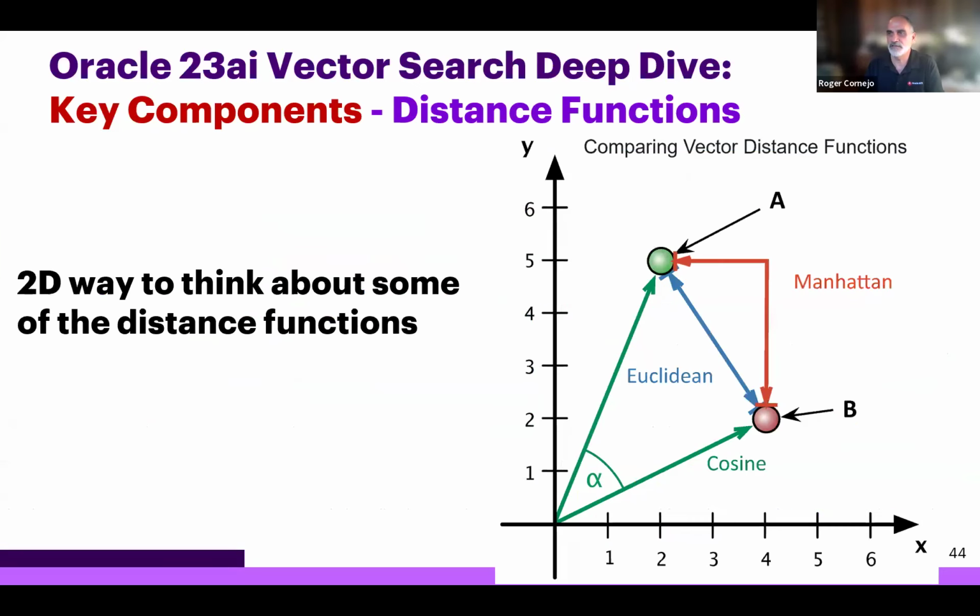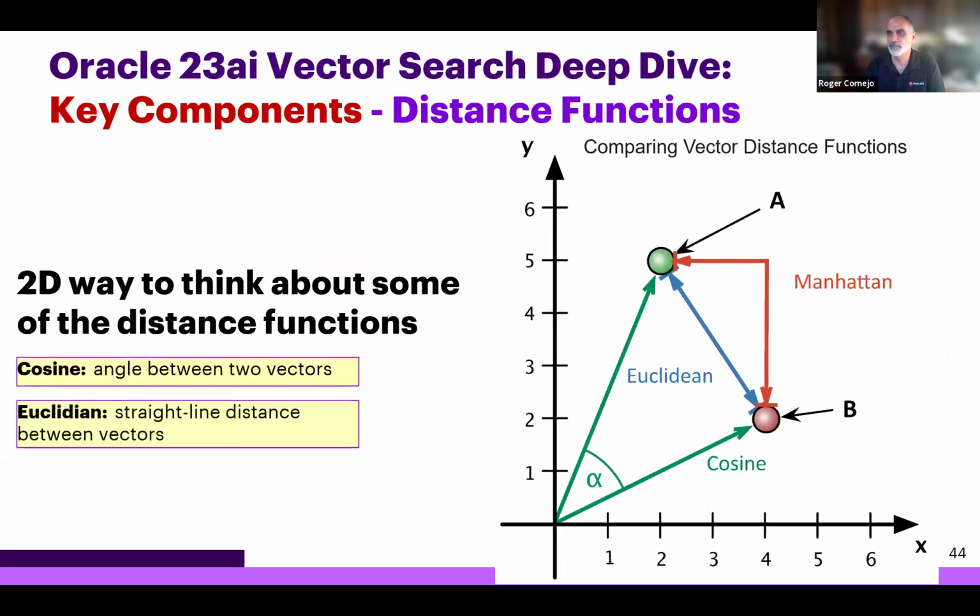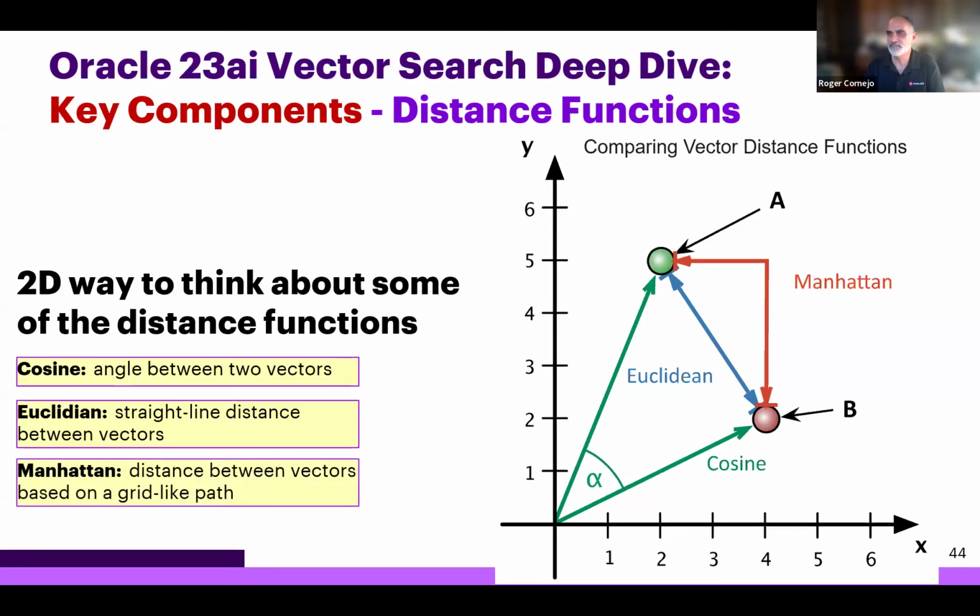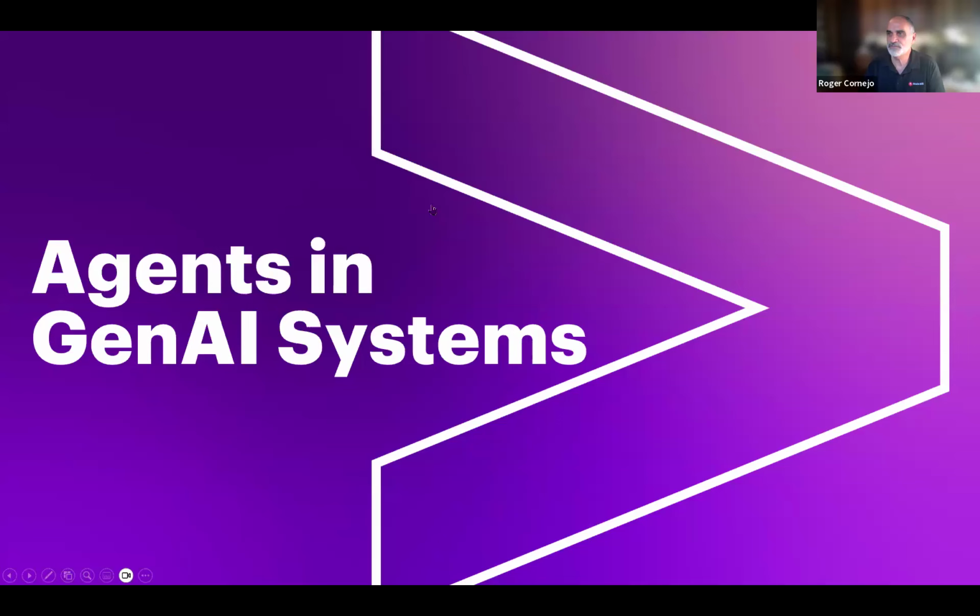One way to think about these distance functions is in 2D, so if you're thinking of a two-dimensional vector, this is one way to think about them. Cosine is the angle between two vectors, so that would be the green vectors. And then the Euclidean would be a straight line distance between those two vectors. That's the blue line. And then the Manhattan distance is the distance between vectors based on the grid-like path. So that's sort of the nutshell on distance functions.